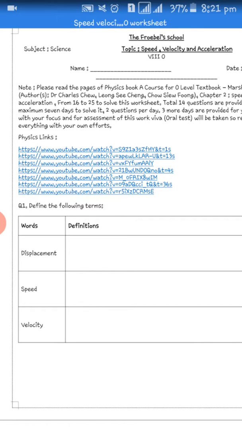One more thing: if you read from page number 16 to page number 25 from your O Levels book in unit number 2 before solving this worksheet, it would be really easier for you to solve it. So let's look at page number 16. On page 16, the main learning outcomes of this chapter are present.